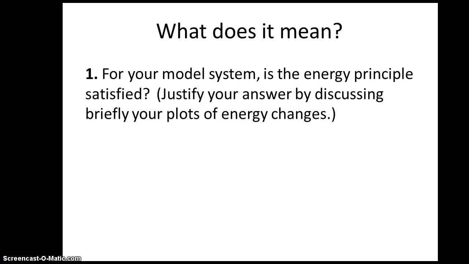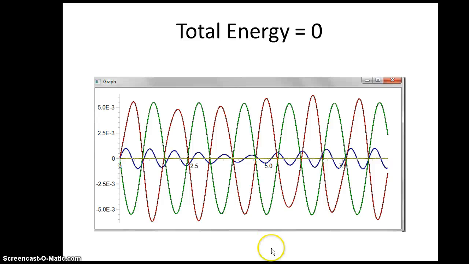Answering the question of what does it mean, the energy principle satisfies the model of the system, and it does for our model. This is because the total energy, or the sum of the energies, equals 0, as shown in the graph by the yellow line. This means that energy was conserved.